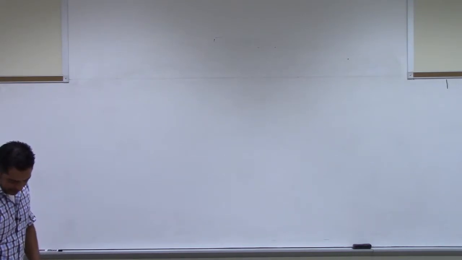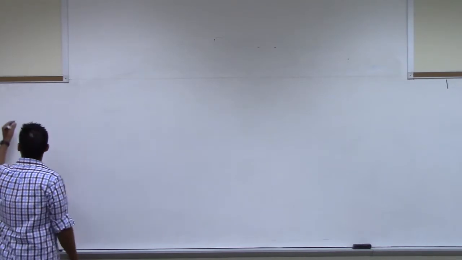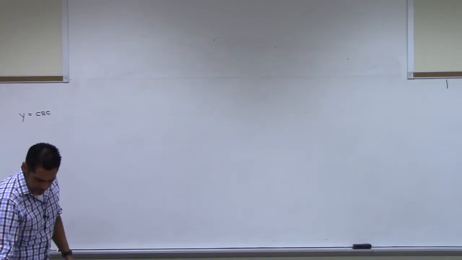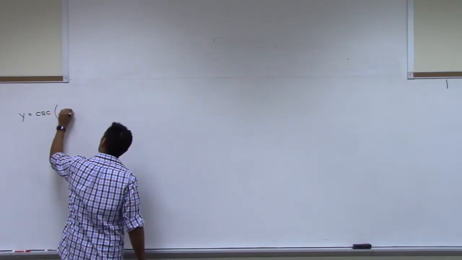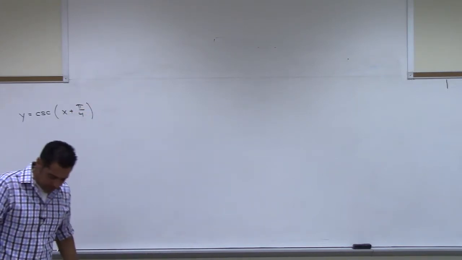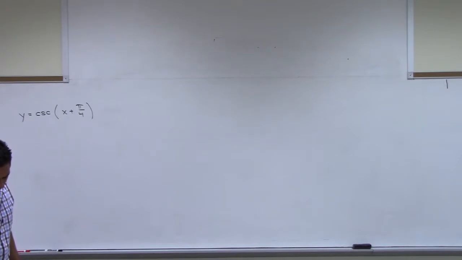So, how about this one? y equals cosecant of x plus pi over 4. Now the instructions I'm not going to write down because I don't feel like writing all this. Graph each function. Each graph should contain at least 2 periods. Use the graph to determine the domain and range. All right? So we want to graph cosecant of x plus pi over 4.